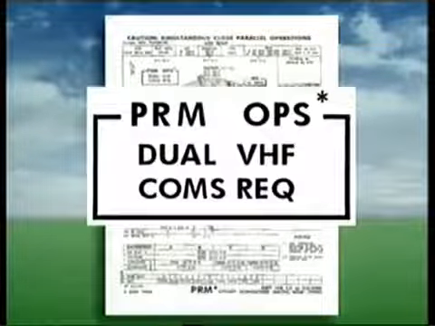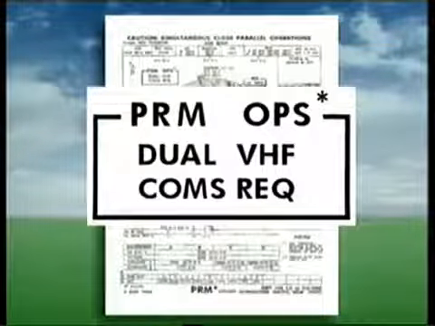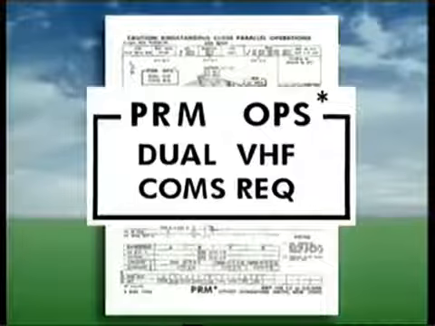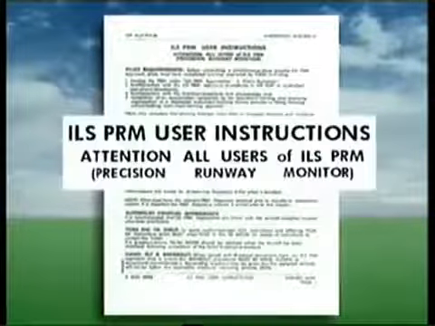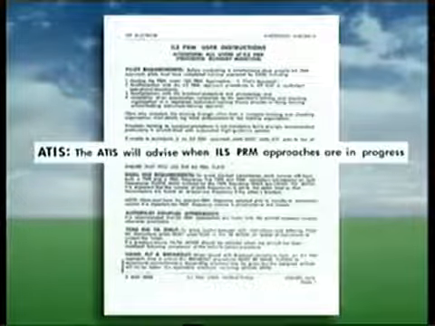You will notice the note on the chart showing that 2 VHF comms are required for the approach. You must monitor both the tower frequency and the PRM frequency. The ILS PRM user instruction page contains important information about ILS PRM approaches. It is required reading for all pilots prior to flying their first ILS PRM approach.